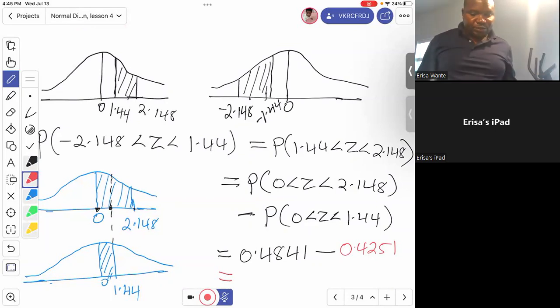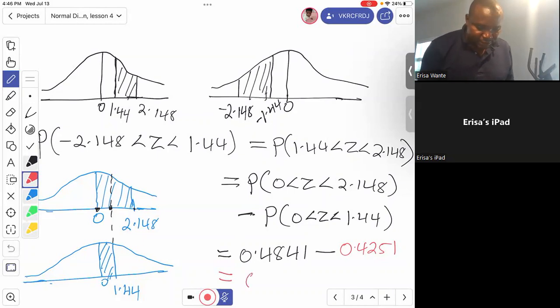0.4841 and then 0.4251. So just do the math, do the subtraction. You can use your head, you can use a calculator, you can use whatever you feel like, and then get this area, okay? 0.4841 minus 0.4251. Then you have the answer as 0.059.